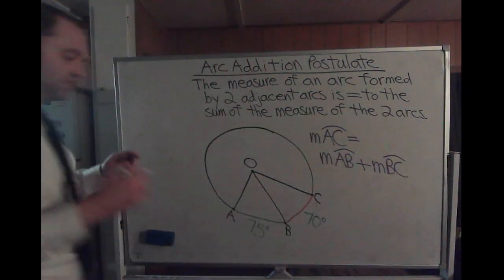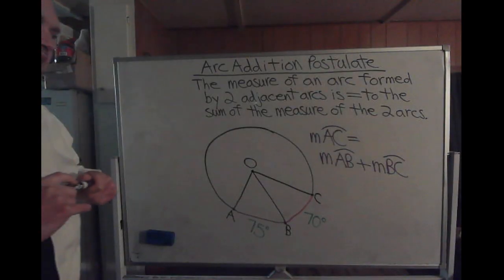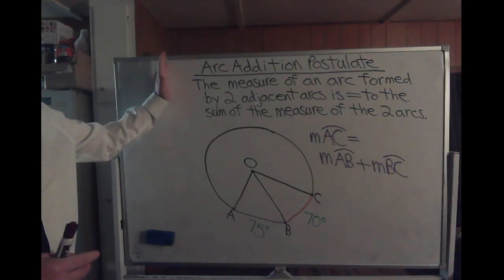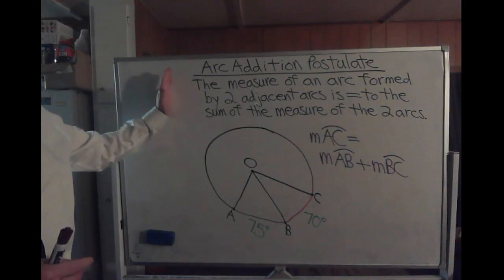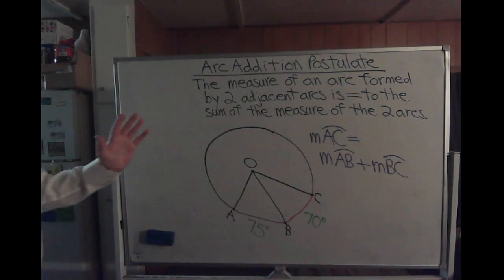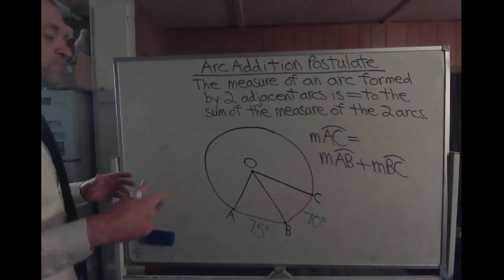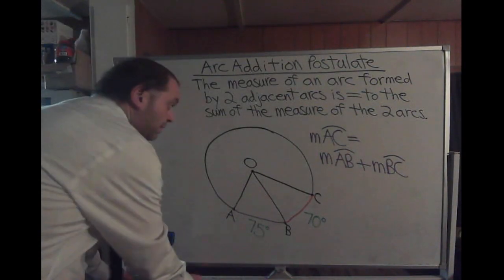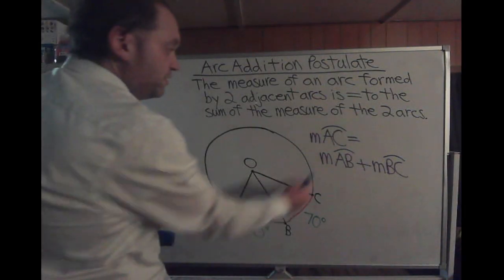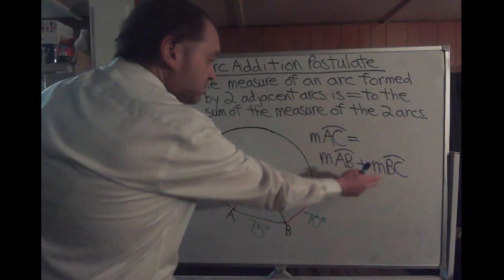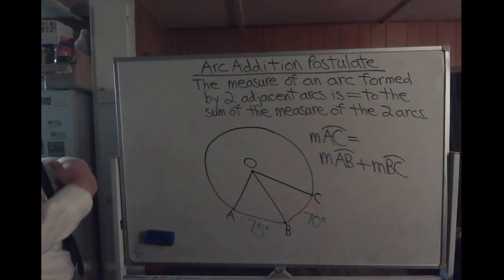Really, you can almost think of this like the segment addition postulate also. It's kind of like the angle addition postulate and the segment addition postulate came together. You can almost think of it that way, only you're dealing with angle measures. So we have here, then, the measure of arc AC would be equal to the measure of arc AB plus the measure of arc BC.